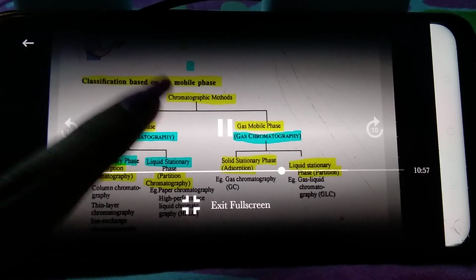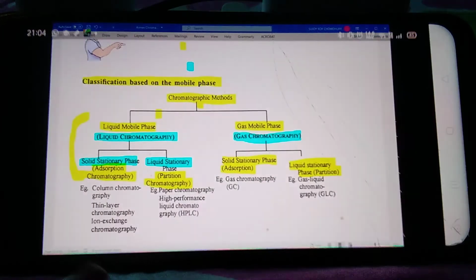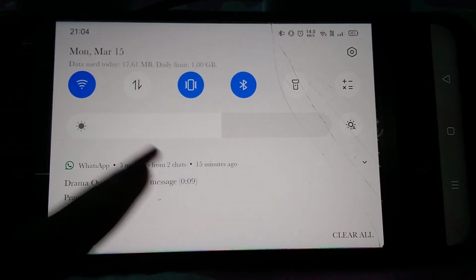Examples of liquid-solid: liquid is the mobile phase and solid is the stationary phase. Examples of this are basically column chromatography, thin layer chromatography, and ion exchange chromatography.